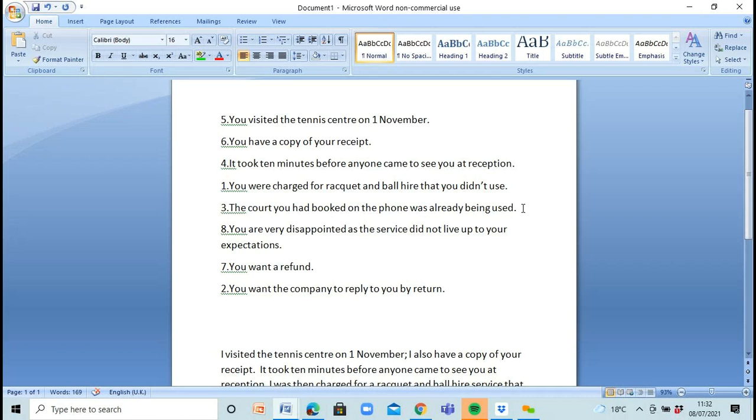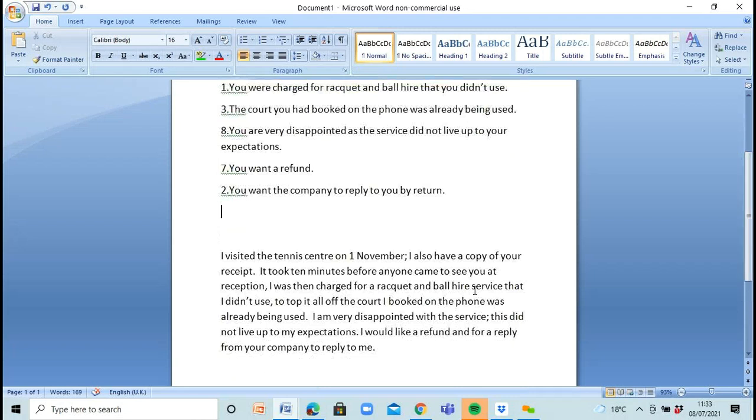for things you didn't use. Then you'd say that when you actually finally got onto the court, it's already been booked and you couldn't go into it straight away. Then you would talk about how you're disappointed, how you want a refund, and how you actually want them to reply to you.